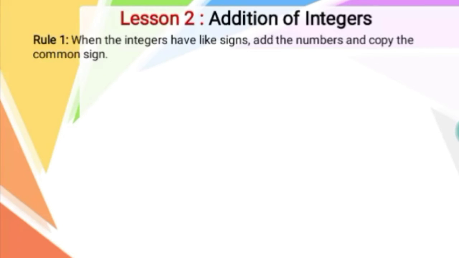Let's proceed to our lesson 2, the addition of integers. Meron tayong dalawang rule dito. Let's focus first on rule number 1. When the integers have like sign, add the numbers and copy the common sign. Kapag meron tayong parehas na sign, for example, positive and positive or negative and negative, we will just add the numbers and copy the common sign.